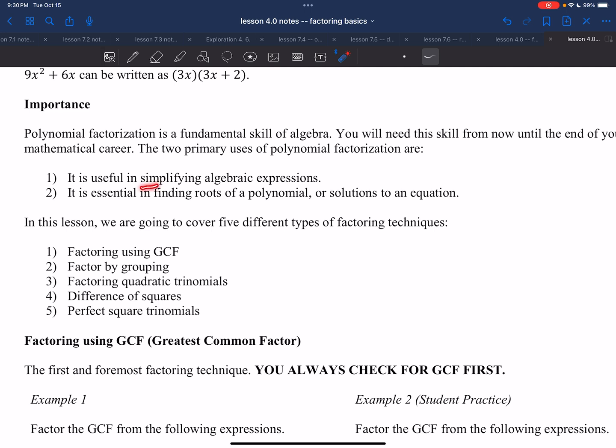Factoring is going to really help you in simplifying algebra expressions, not just for quadratics, but for all sorts of stuff, especially with polynomials. And it'll also help when we're studying equations, how to find solutions. It's a good way of finding solutions to a problem.